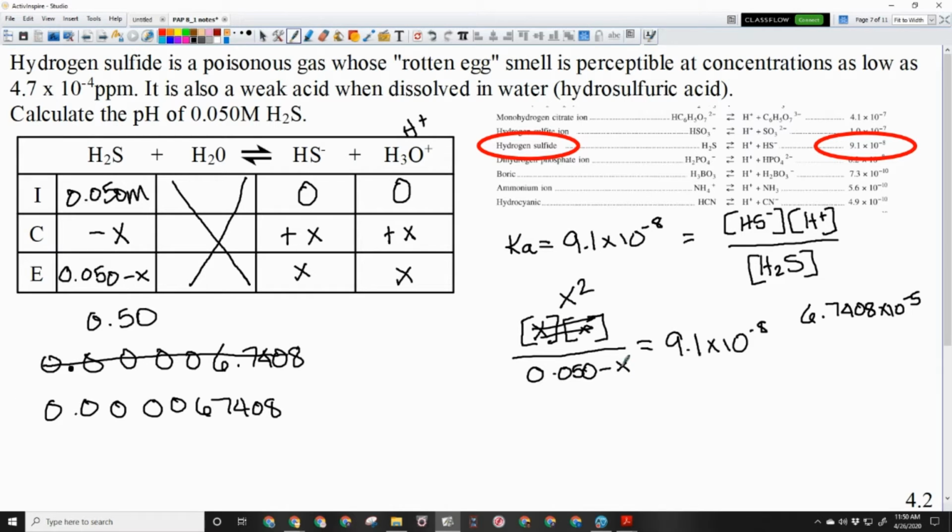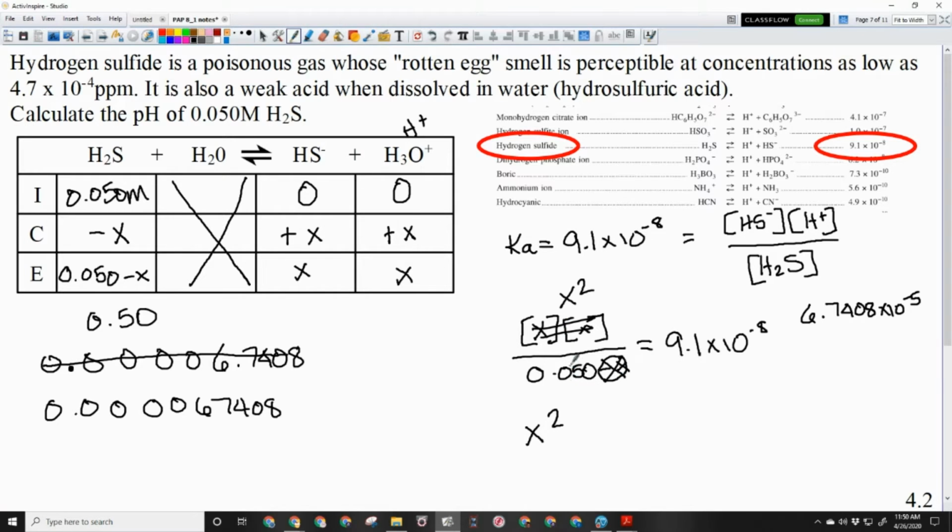So what we can do is assume that since this is so small, it's not going to affect this value. Let's ignore it for now. Once I ignore that, this becomes a much easier equation to solve, right? So we have x squared. Let's get rid of our 0.050 by pulling it to the other side of the equal sign.